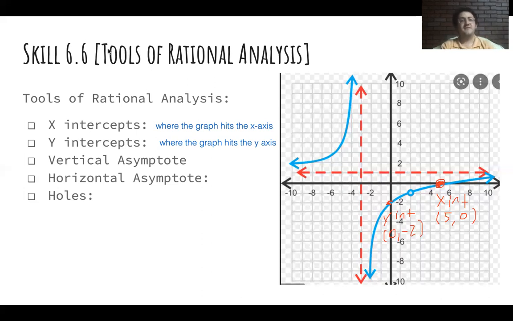Then we have something that's called a vertical asymptote. We abbreviate that as VA, and it is a vertical line showing where the function is undefined. There'll be a more precise definition when you get into pre-calc or calculus. And the vertical asymptote takes place in this function at x equals -3.